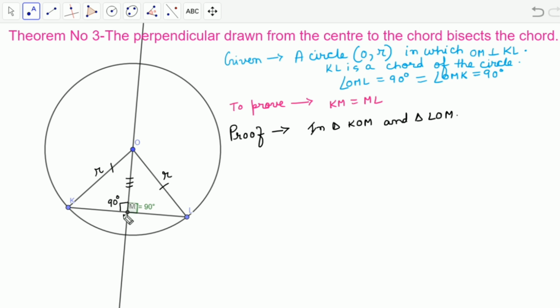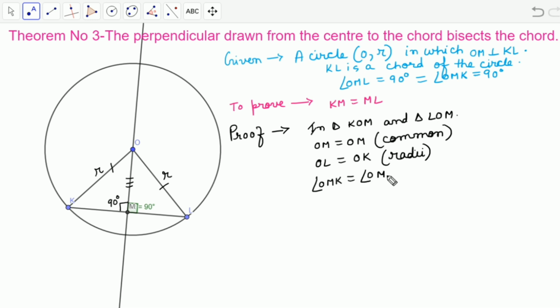And can you see this is common, right? So OM equals OM. Why? It is the common side in both the triangles. Again, OL is equal to OK. Why? Because these both are line segments which are the radii of the same circle. Also, angle OMK equals angle OML equals 90 degrees. It is given to us, right? It is given.